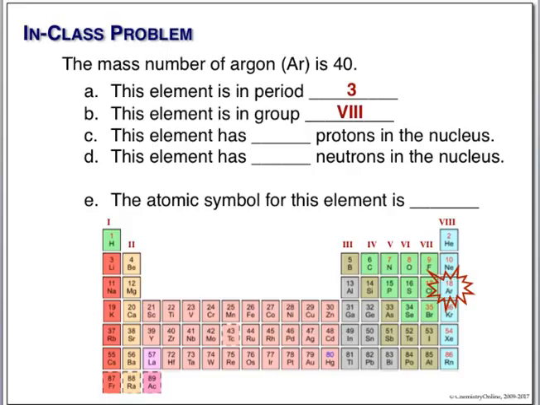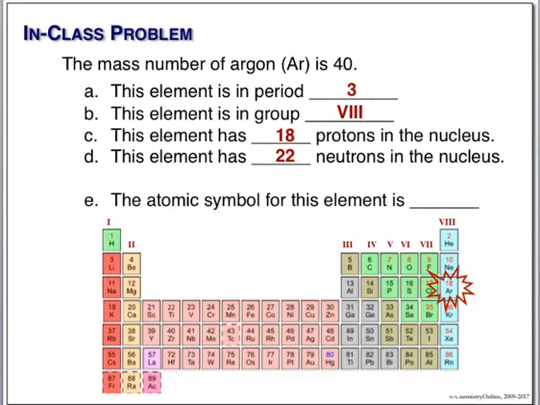Now, how many protons in the nucleus? Well, what's our atomic number? Here it is. You look at it. Our atomic number is 18. Now, how many neutrons? Have to do higher math here. If our mass number is 40 and 18 of those are protons, how many neutrons? Must be 22. 18 plus 22 is 40.